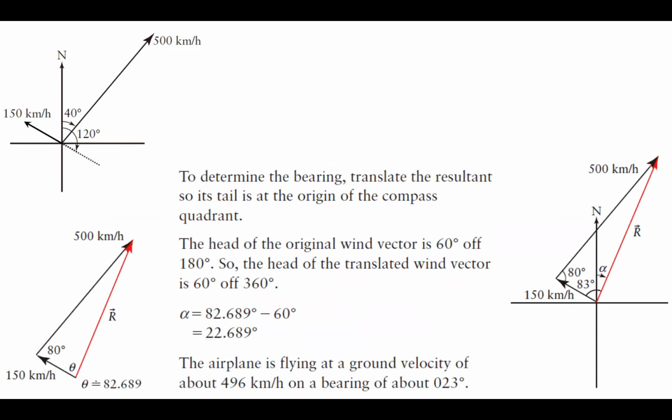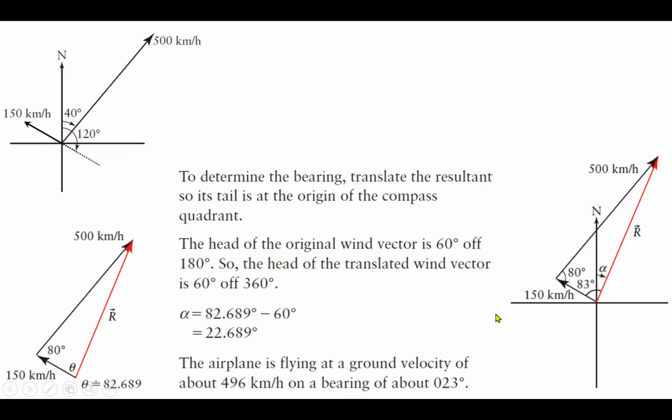Then to determine the bearing, we can translate the resultant so its tail is at the origin of the compass quadrant. The head of the original wind vector is 60 degrees off 180 degrees. So the head of the translated wind vector is 60 degrees off 360 degrees. Therefore, in this diagram, as we can see here, alpha is 82.689 minus 60 degrees, which is 22.689 degrees.